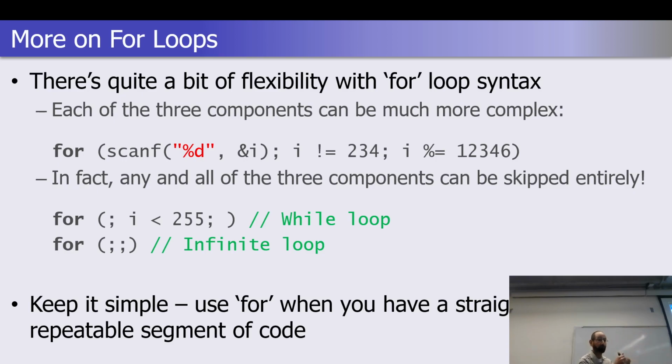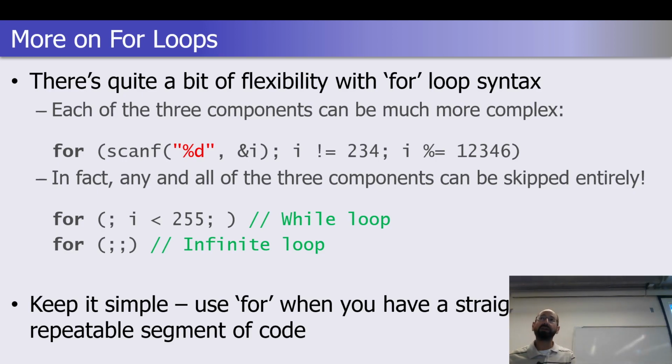If you really have some truly arbitrary looping conditions you're interested in, then a while loop probably still makes more sense here. But you could have a scanf be what initializes i. It doesn't have to be checking a particular value, and you can do i mod equals 12,346. Those are all valid. You can actually skip any of those components entirely.